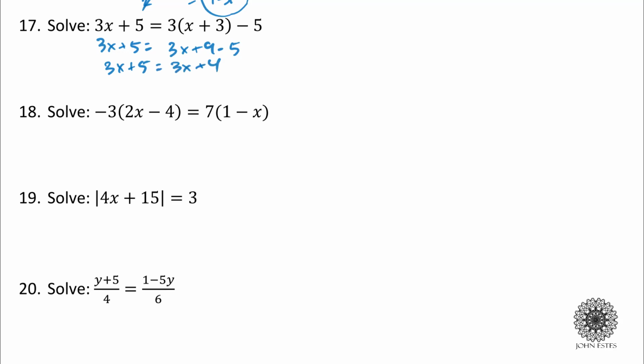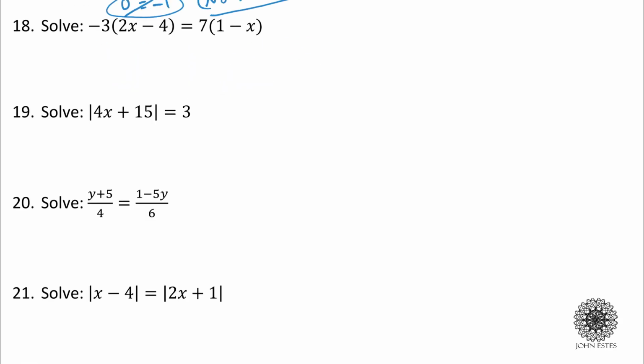And I think this is going to be a problem because when I move the 3x from the right to the left, I end up with 0. And when I move the 5 over, I end up with negative 1. That can't happen, right? So what's going on here? We have a contradictory equation. We have no solutions. Okay, so if you end up with a nonsense statement, you have an equation with no solutions.